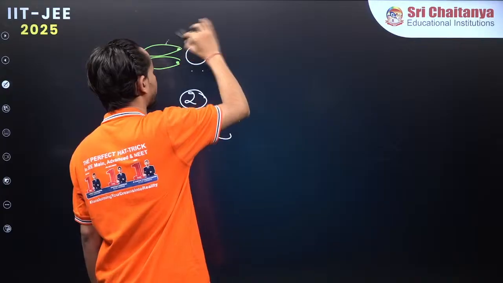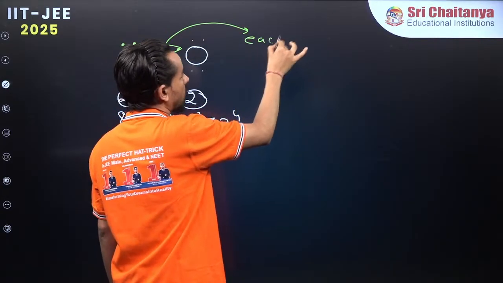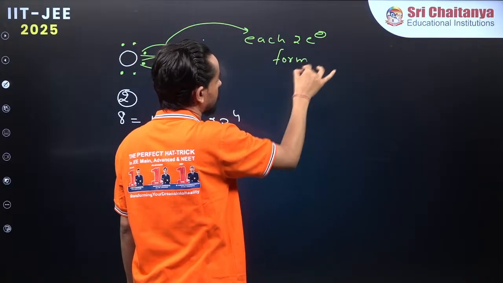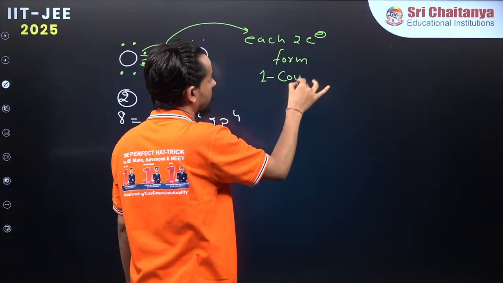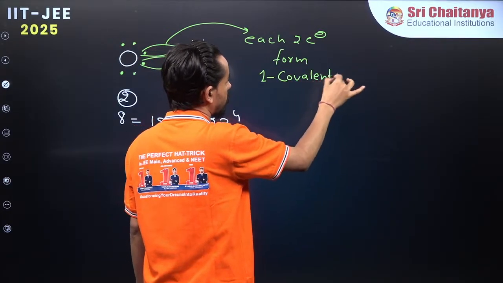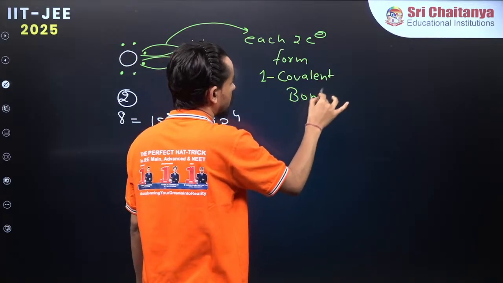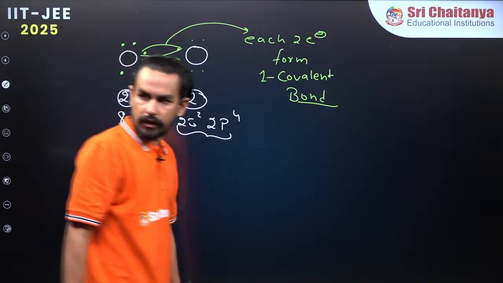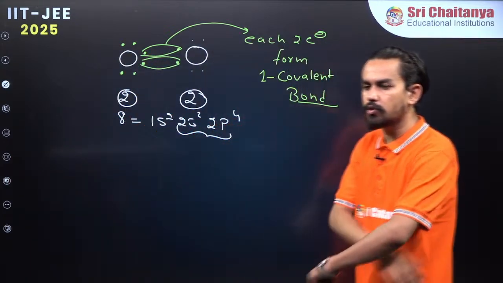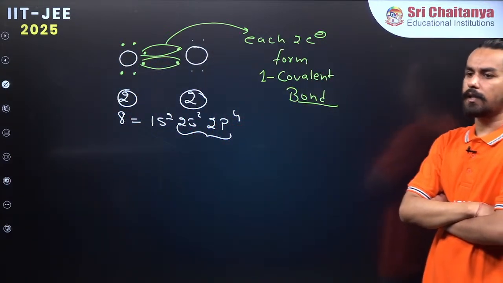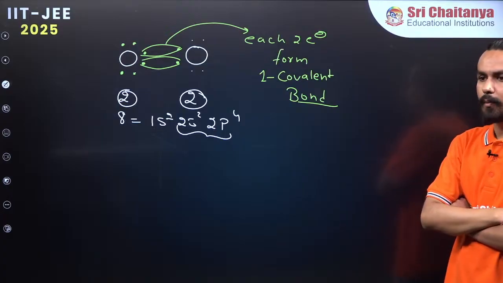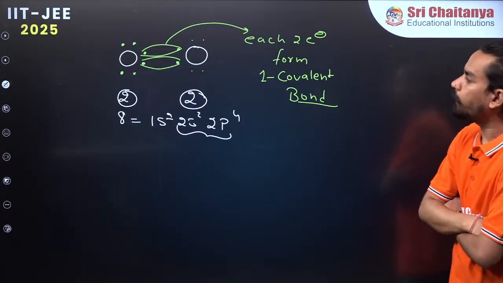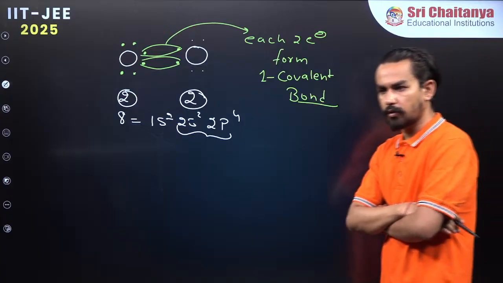Apart from that, each 2 electrons form one covalent bond. Now tell me how many electrons are being shared between these 2 oxygens? How many total electrons are being shared? Very good. 4 electrons are being shared, 2 of the first one and 2 of the second one. 4 electrons are being shared.